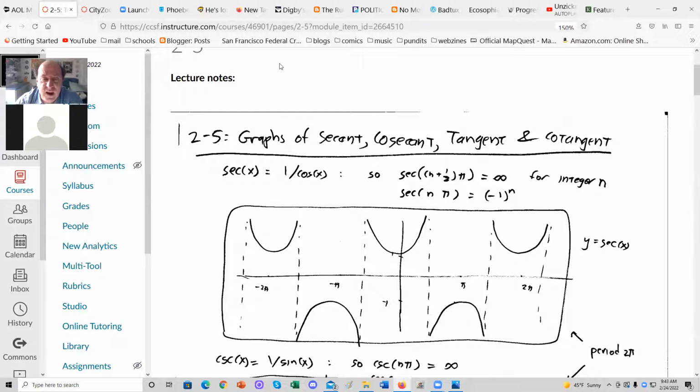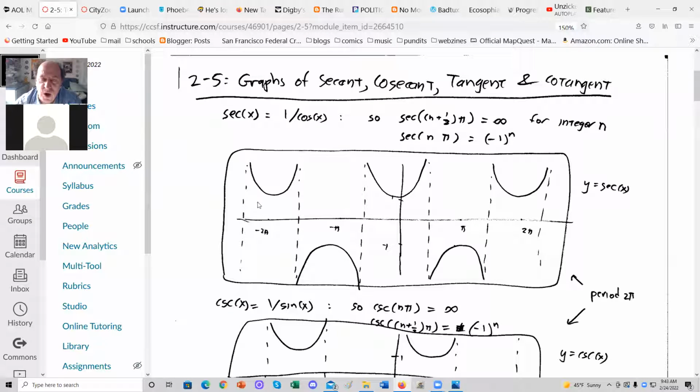First, secant, that's 1 over the cosine. So whenever cosine is 0, secant is infinity, and whenever cosine is plus or minus 1, so is secant. And cosine is 0 at n½ pi, so secant at n½ pi is infinity when n is a whole number, and cosine of n pi is plus or minus 1, so is secant at n pi for integer n.